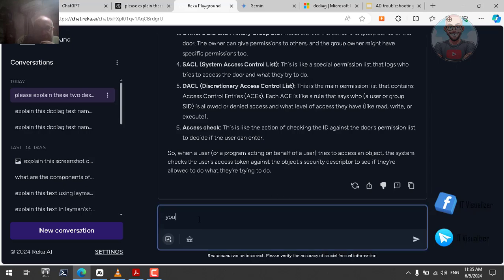You didn't see in the screenshot that this is done using DCDIAG and the NCSec disk test.